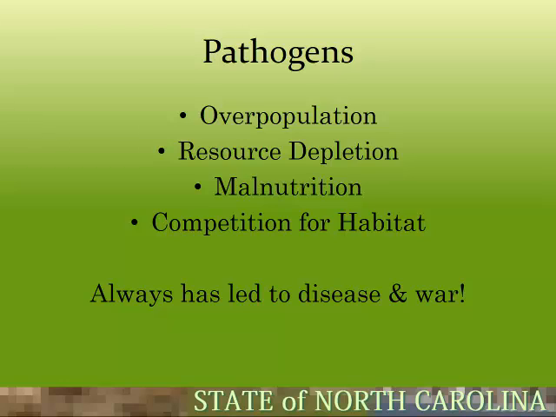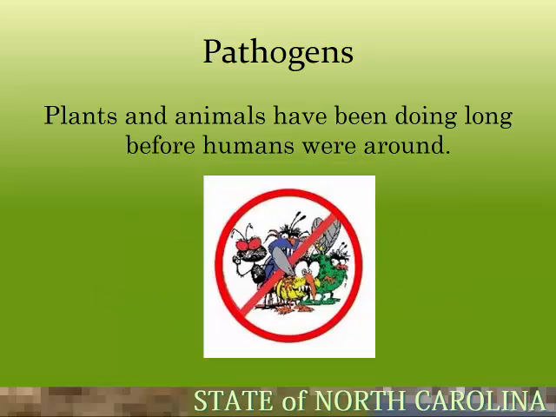But pathogens are going to show up when there's an overpopulation of a pest. And when you have overpopulation, that is going to create a resource depletion, meaning less food, which will cause malnutrition, and there will also be competition for habitat. And this has always led to disease and war when it comes to human beings, but Mother Nature has definitely been doing this a lot longer than we have.